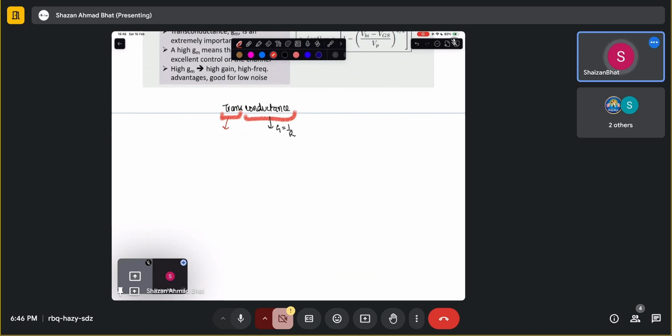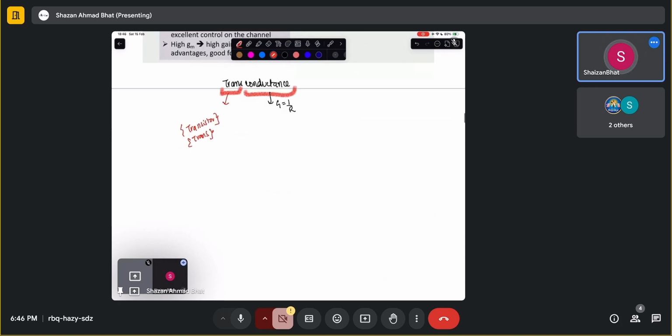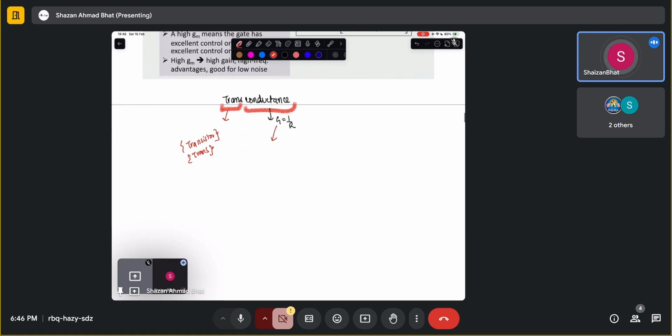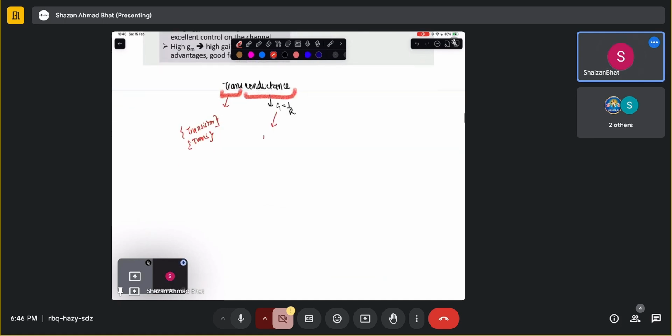Because this word is also in transistor. You might have heard about transistor. You might have heard about transconductance or transresistance, or maybe any other place. If you hear this particular word trans, that means two different things you are comparing, because this particular transconductance is, I shouldn't say ratio, it's the variation of the drain current with respect to the gate voltage.